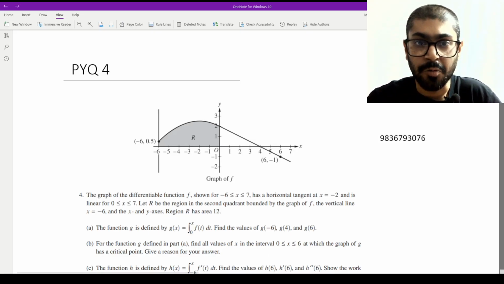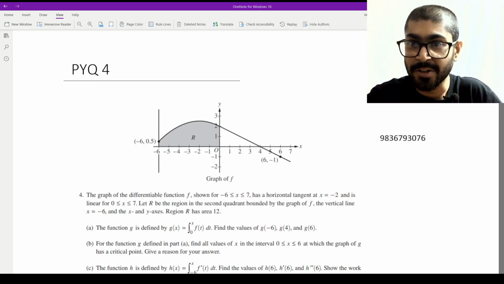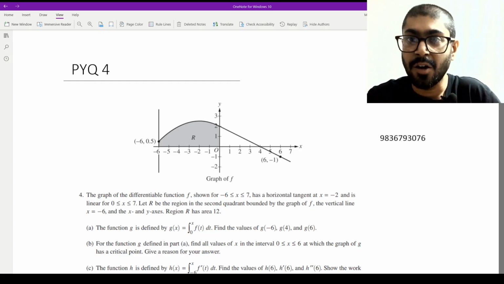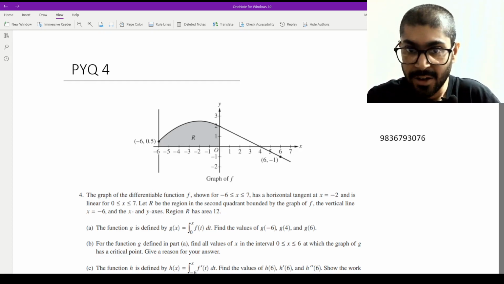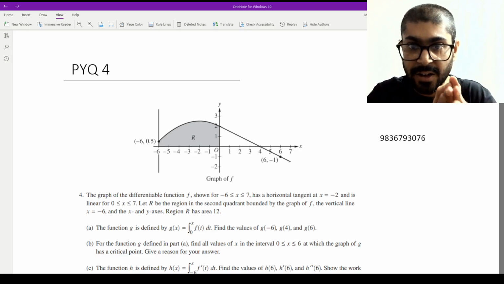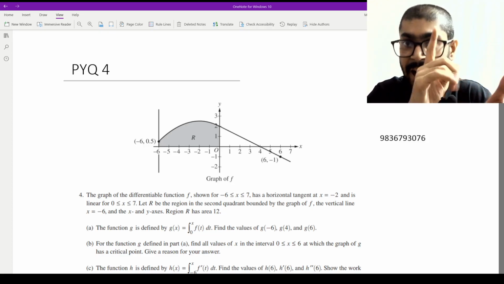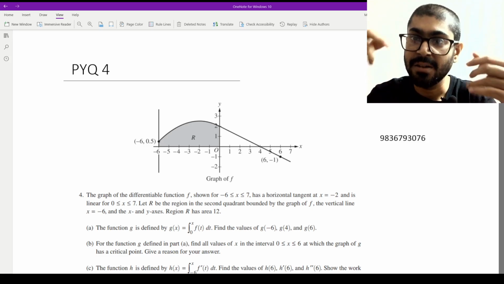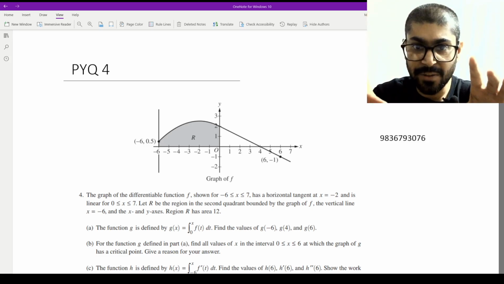Now question 4 might look a bit weird because the graph is of a function that is not explicitly stated, right? Only the shape of the function is given. You are given the function in the first quadrant as well as the second quadrant. It's given from -6 to +7. At -6 the value of the function is 0.5. At +6 the value of the function is -1. It's also given that the area of the shaded portion R is 12.